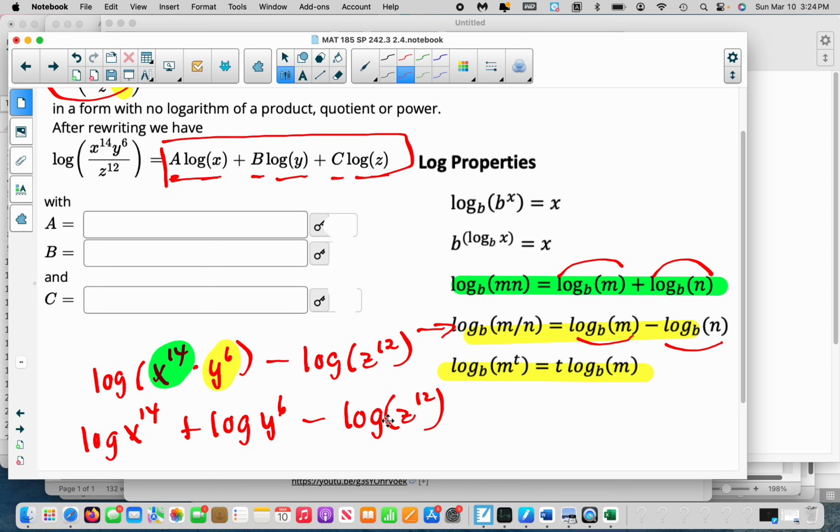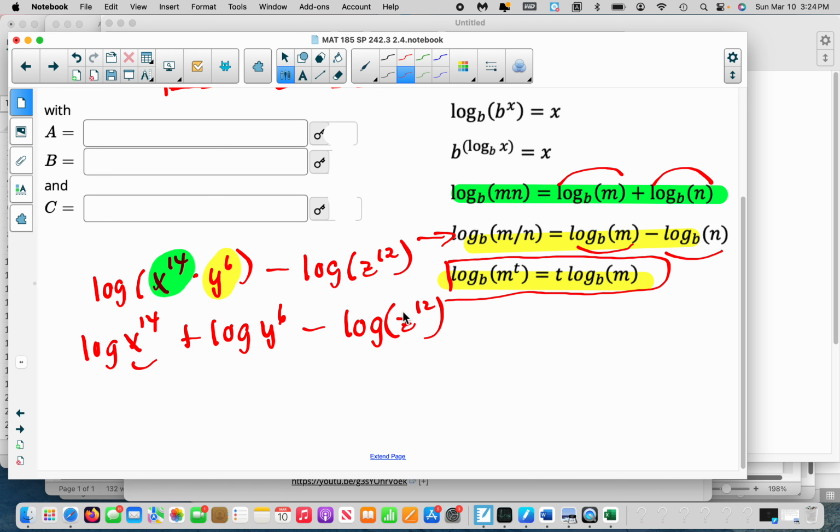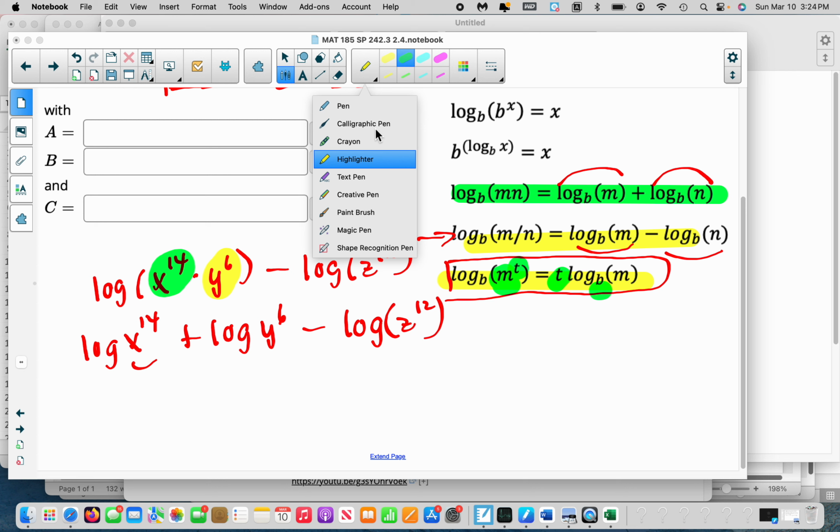All right, now I just have a string of power functions, x to the 14th, y to the 6th, z to the 12th. Now I'm going to use this step on all of them to finish it out. What this says is that if I have some number raised to a power, I can say that's the power times the log of whatever the base is times that m. All right, let's rewrite this.